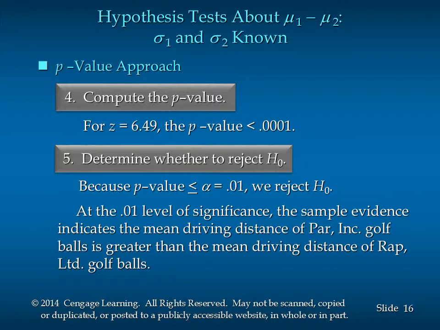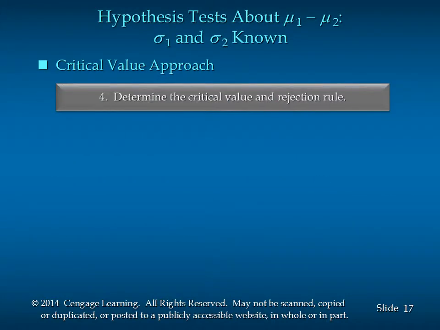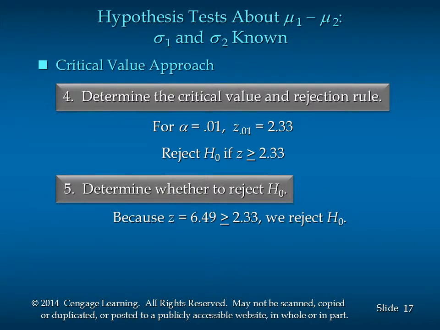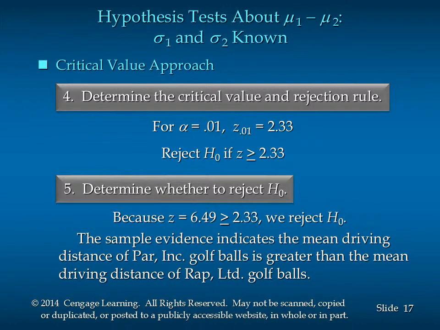Questions? .33. There we go. At p of .01, we were almost right on our memory. 2.33. Once again, this 6.49 is very, very different. It's much different than 2.33. In fact, it's much, much higher. So you would therefore reject the null hypothesis because of the critical value approach.